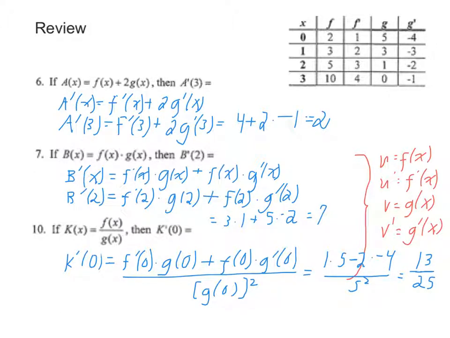Check your solutions with mine. You should have gotten 2, 7, and 13/25 for these problems. Notice how all of them you're using that notation that we talked about for derivatives. Number 7 and 10, I went ahead and put the u and v's over to the side just because they use the same ones. So that made it nice for the actual derivatives.